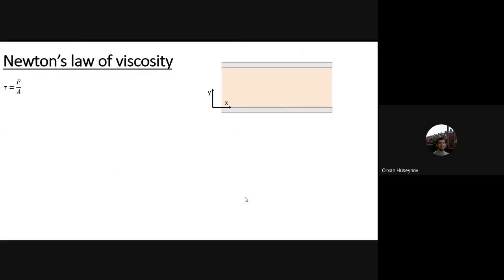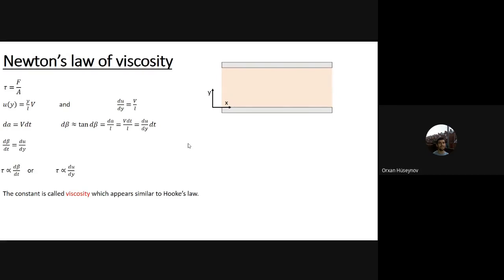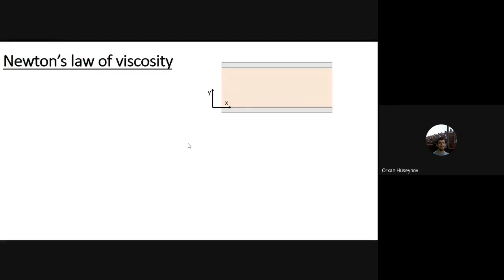Now comes the Newton's law of viscosity, and I think with this one we will finish today's lecture. The Newton's law of viscosity is very important in fluid mechanics. So what is Newton's law of viscosity? It is very similar to Hooke's law. Okay, what does Hooke's law say?